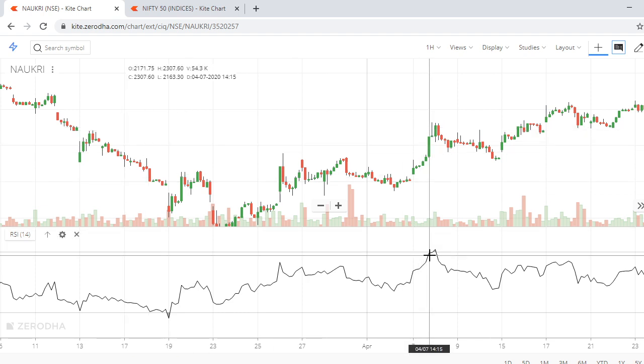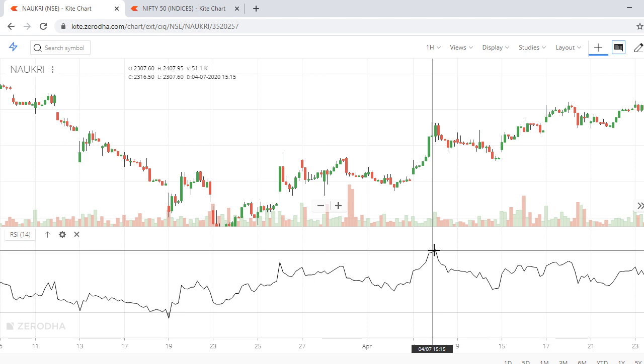So, whenever it enters into the overbought zone, we are not supposed to buy. That's it. It doesn't mean that we are supposed to sell. So many students ask me, sir, as it is in overbought zone, can we sell? No. Overbought zone, no buy means don't buy. That's it. No buy doesn't mean that you need to sell.